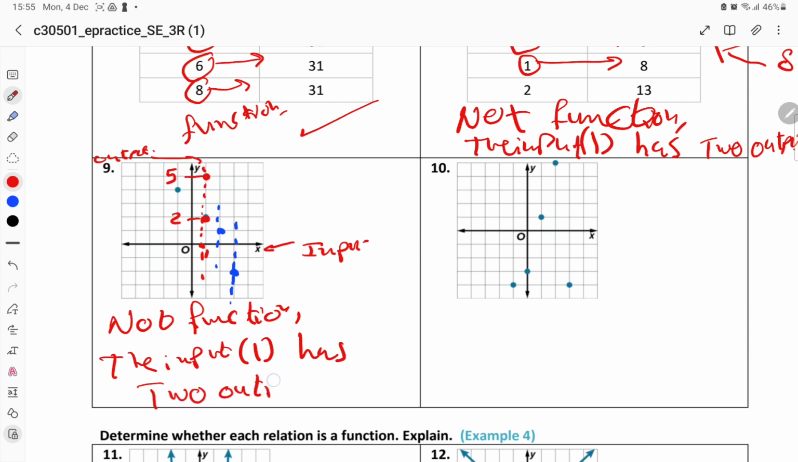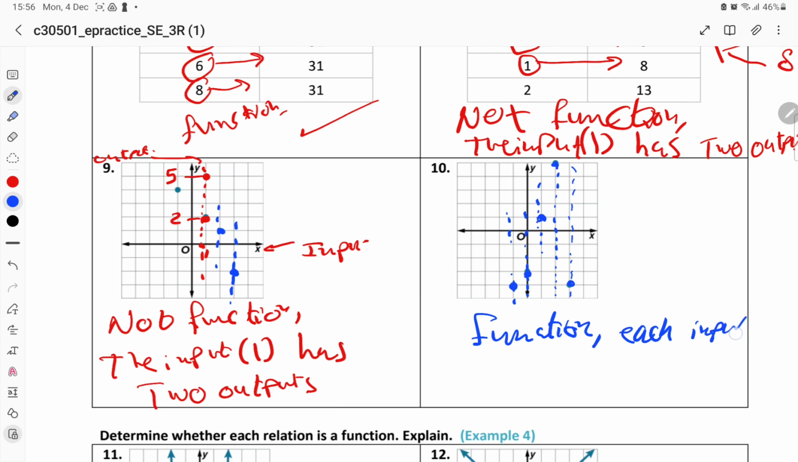2 outputs. In this one, again, imagine that you have a vertical line. How many points do you have? Only 1 point up here. At this vertical line, we also only draw vertical lines. 1 point here. Also, you have 1 point. Again, imagine a vertical line. 1 point. For every x, there is only one value for y. So this is a function. Why? Because each input has only one output.